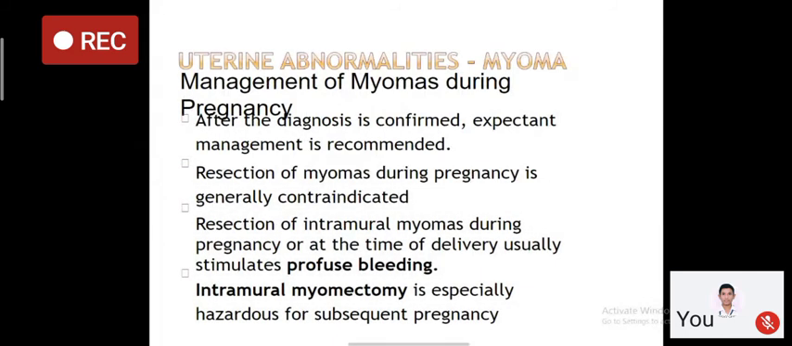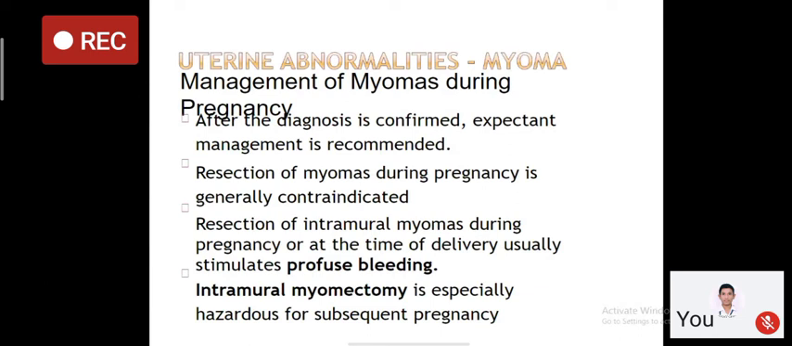So what you are going to do during pregnancy, after the diagnosis is confirmed? Expectant management is recommended because we are not going to give any treatment during the pregnancy. So resection of myoma during pregnancy is generally contraindicated. Resection of intramural myoma during pregnancy or at the time of delivery usually stimulates profuse bleeding, and that could lead to the collapse of the patient.